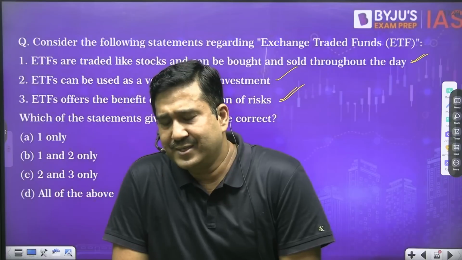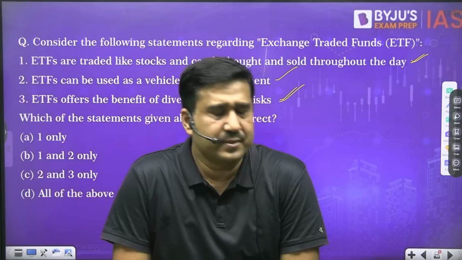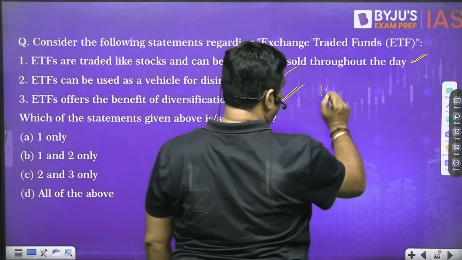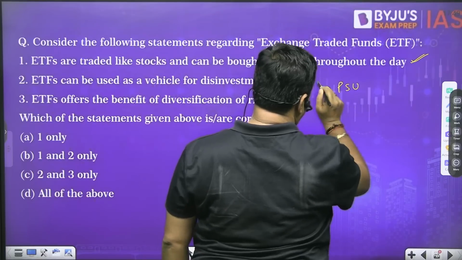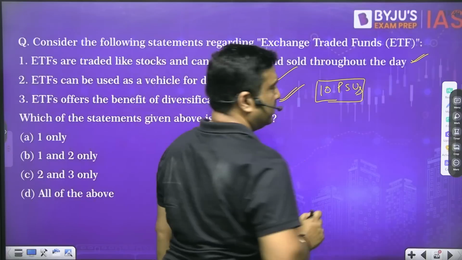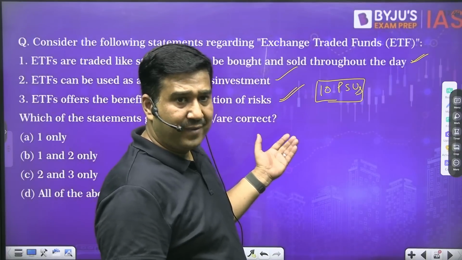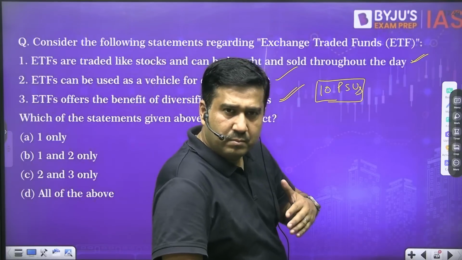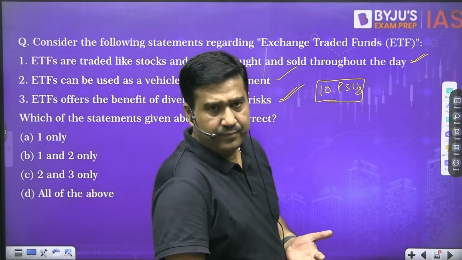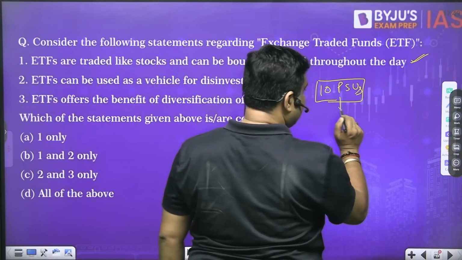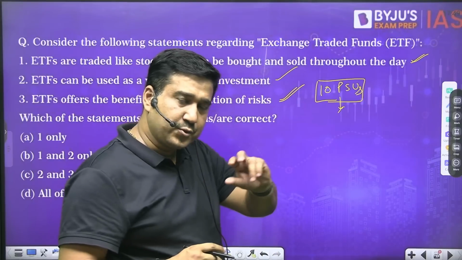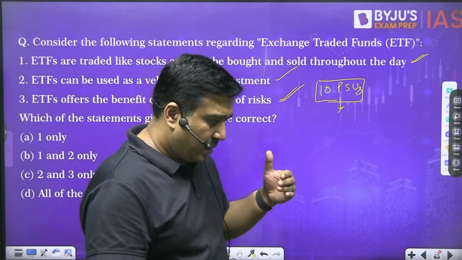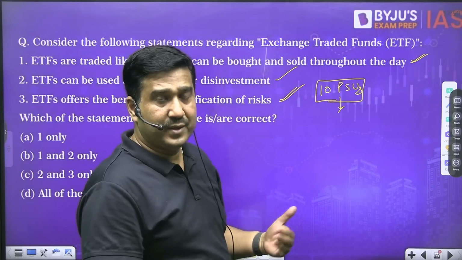Suppose, imagine the government wants to disinvest 10 public sector undertakings, and wants to carry out this disinvestment by getting listed at a stock exchange. Now if the government goes to the stock exchange separately, it has to go 10 times, because there are 10 PSUs. There would be cost, time, and lots of other things involved.